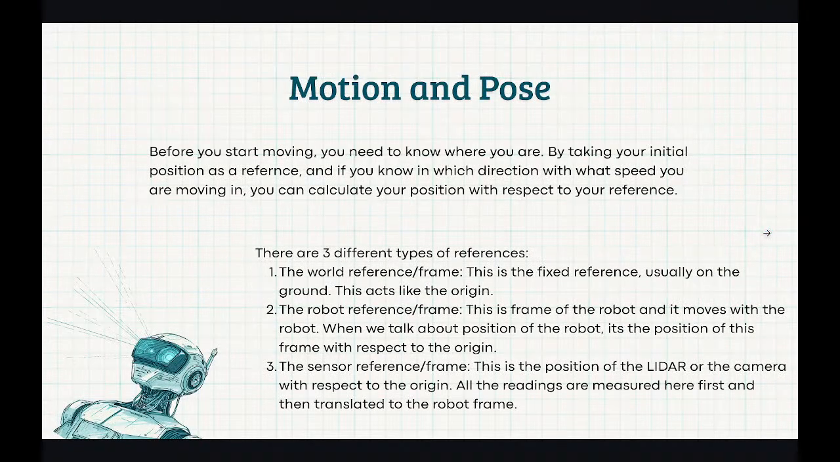Okay. First of all, we need to know what motion and pose are. Motion is just the movement of the robot: how you are moving it, how fast it's moving, how fast it's turning. And pose is a combination of position plus orientation. We need to know where on the map or on the floor the robot is, plus which direction it's looking and how it's oriented, because this will all change.